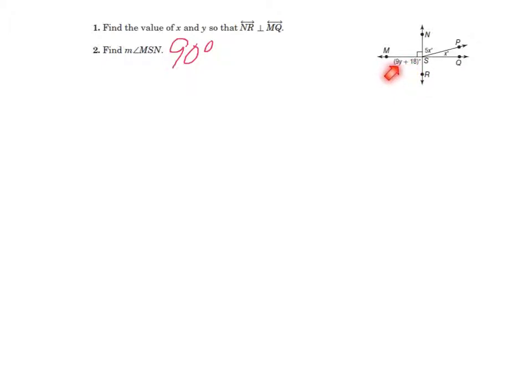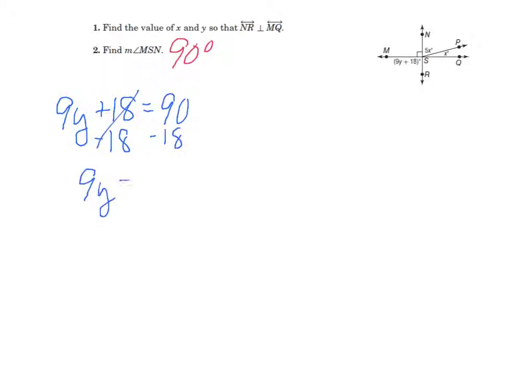So that means if I want to find y, all I have to do is take 9y plus 18 and set that equal to 90. And that's what I'll do right now. 9y plus 18 is equal to 90 degrees. And then I just go through and solve that. Subtract 18 on both sides. That goes away. I'm left with 9y equals, and then 18 from 90 would be 72. Then divide by 9 on both sides to get rid of the 9 and leave me with just the y. Y is 8.